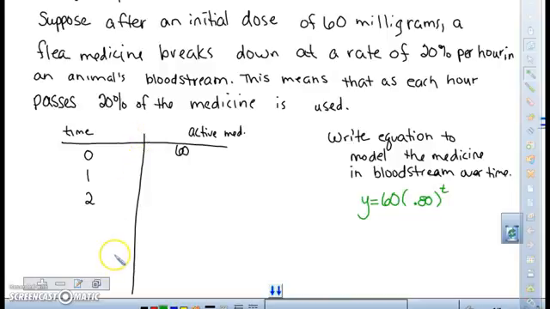Now we can fill in our chart here based on that. So if we start out with 60, and in our calculators we want to get rid of 20% or keep 80%. So 60 times 0.8, we would have 48. And if I put 2 in here, 60 times 0.8 raised to the second power. So what's happening here is that we're multiplying by 0.8 every time in our chart.